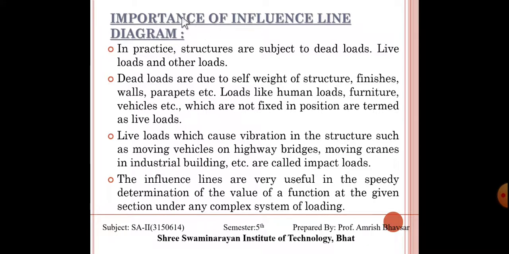Now, what is the importance of the influence line diagram? In practice, structures are subjected to dead load and live load, as we discussed. Dead load is due to the self-weight of the structure, finishing, walls, partitions, etc. Loads like human load, furniture, vehicles, etc., which are not fixed in position, are termed live load. Live load causes vibrations in a structure, such as a moving vehicle on highway bridges, so it is most important for bridge analysis. Moving cranes in industry, etc., are called impact loads.